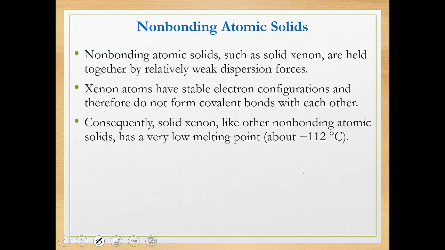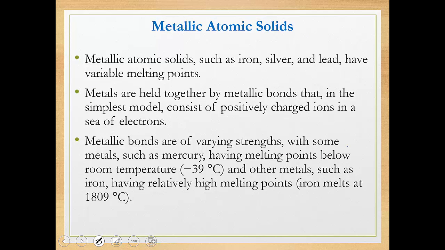All right, going to the non-bonding atomic solids, like solid xenon. We said these are only dispersion forces. These tend to be relatively weak. So, for example, xenon atoms already have a stable electron configuration. They don't want to form covalent bonds, or for that matter, any kind of bond with each other. So they've only got these very weak dispersion forces. So solid xenon is going to have a very low melting point, about negative 112 degrees Celsius. As I said, solid xenon is a little bit hard to come by. It's not its natural state at room temperature for sure.